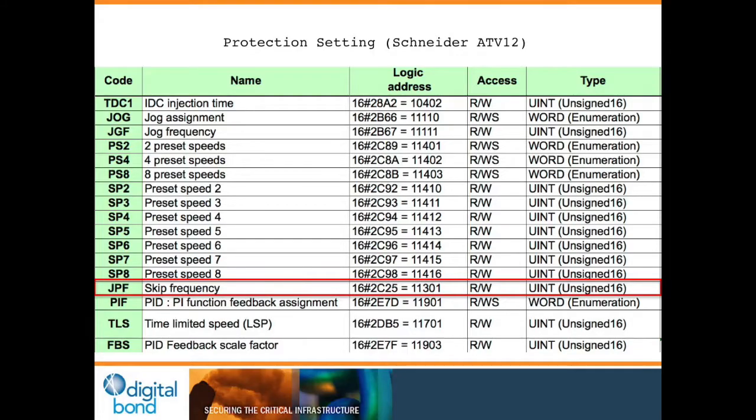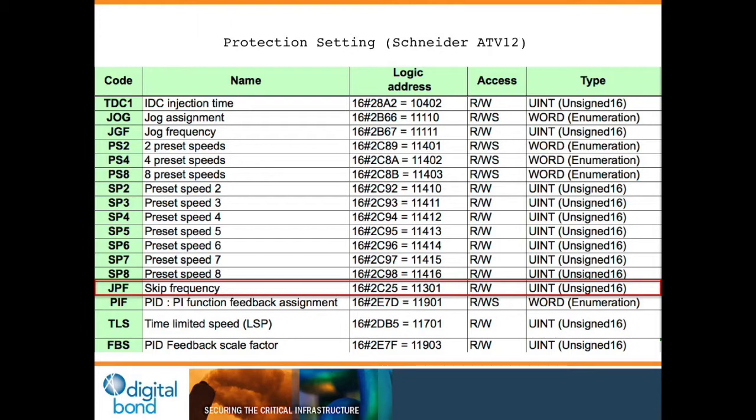Variable frequency drives have this protection setting, the skip frequency, which prevents you from running the drive at the critical speed. Of course, the protection setting is really there for operators, right? It doesn't let operators set the variable frequency drive to run the motor at that skip frequency. But that skip frequency is usually part of the protocol map. So if it's a Modbus device, like this Schneider Electric Altivar 12, that skip frequency will be encoded inside of the Modbus map.